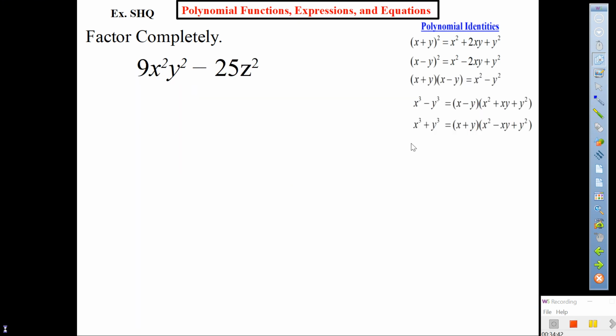9x squared y squared minus 25z squared. Very similar. Should be able to see it. Should be able to write your two factors.